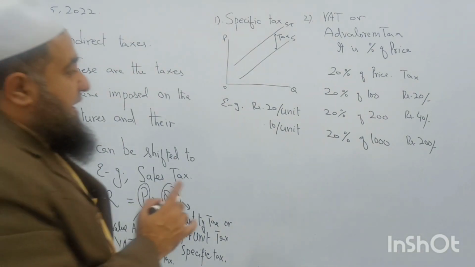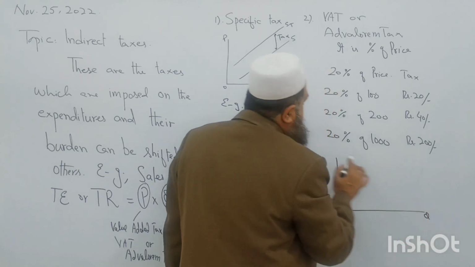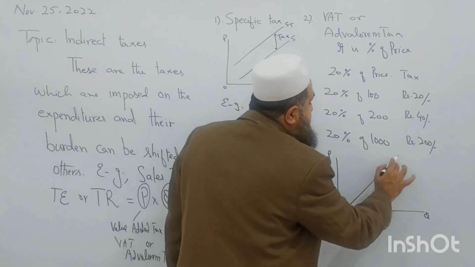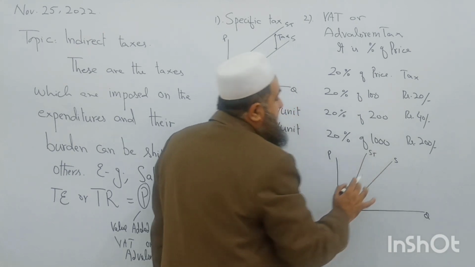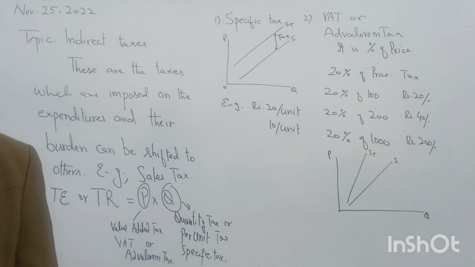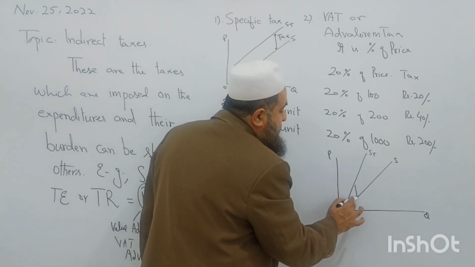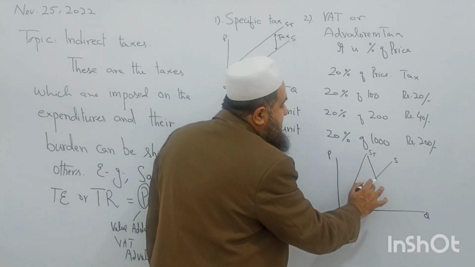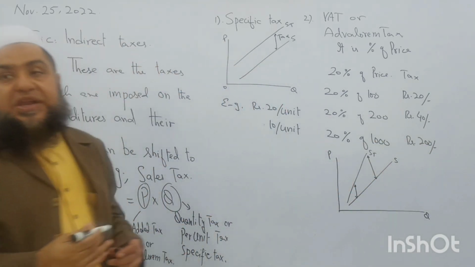Clear? The rate of tax does not change. Now when we find a value added tax, supply will shift leftward, but this will be a non-parallel shift. This is a pivotal shift. At lower price, we have this amount of tax. As price is increasing, the amount of tax is also increasing.